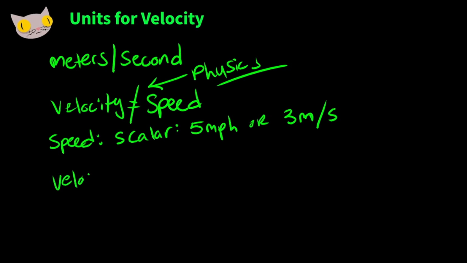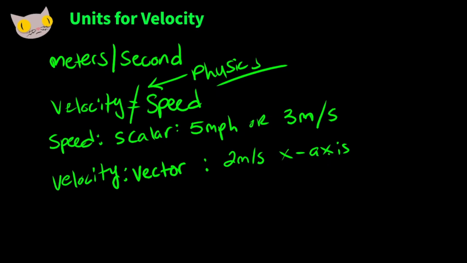Now, velocity, that's a vector quantity. So it has both magnitude and direction, such as 2 meters per second along the x-axis. Or it could mean something like 100 miles per hour south on the I-75. So as long as there's a direction, it's a vector.